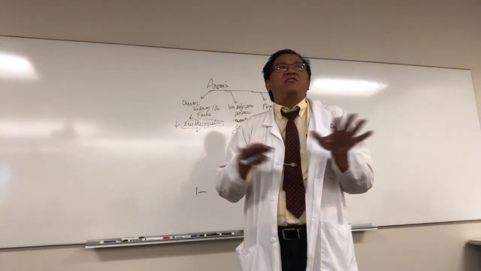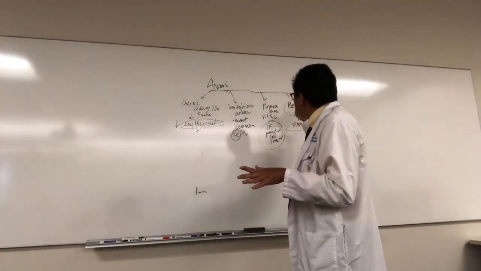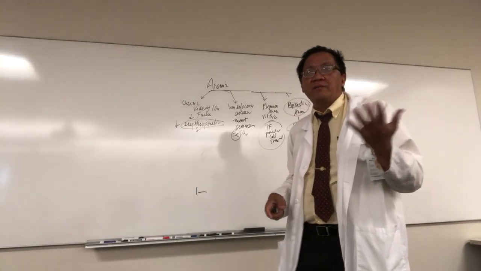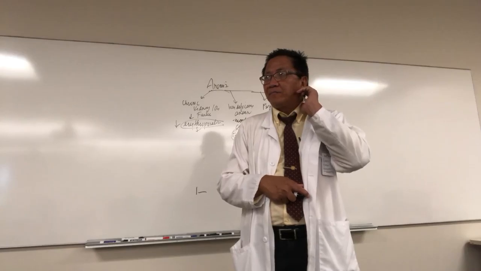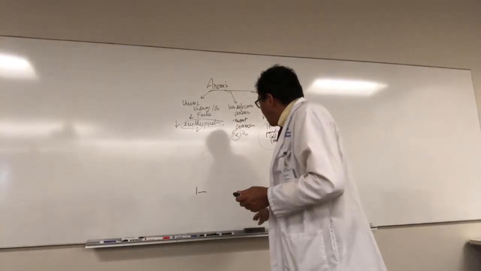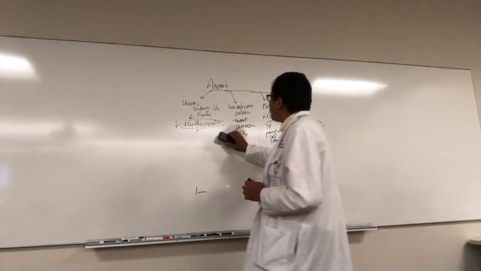Exactly. When you completely destroy the red bone marrow, you have all of the cells affected: red blood cell, white blood cell, and platelet. Do you understand, class? Is that clear? Now, we move on to the next topic, which is basically blood flow.